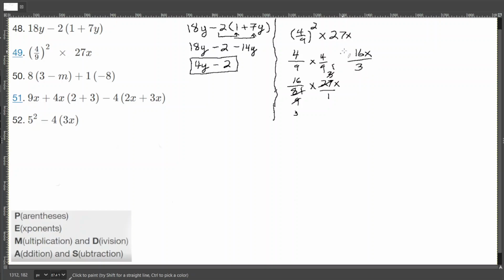These do not simplify, right? 3 will not fit into 16. The only other way you could write this is 16 over 3, and then have the x on the side. Okay, so these are our answers. Both are correct, they're just in different forms, okay?